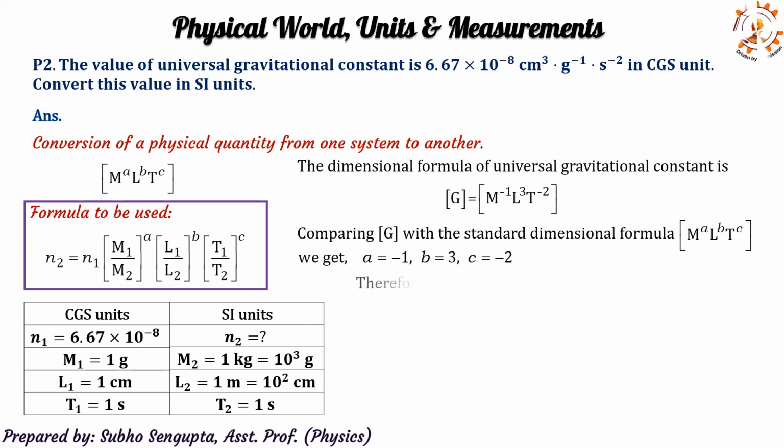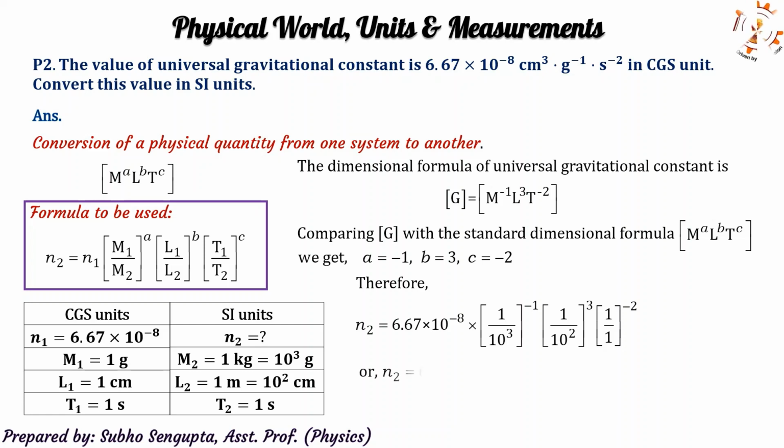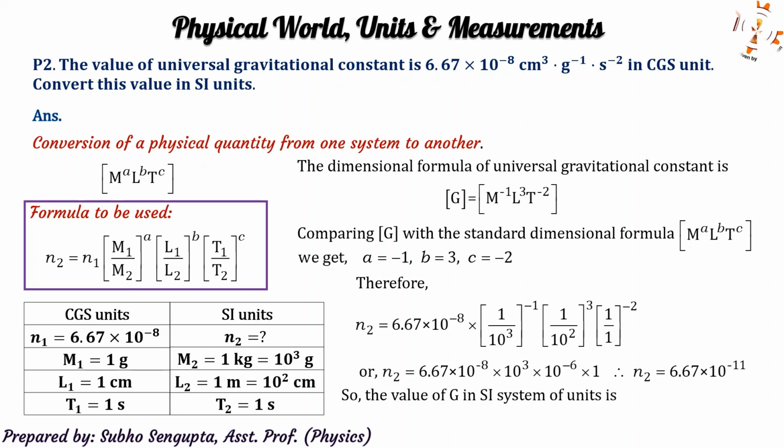Substituting all these values in our reference formula, we get the following expression. Now, simplifying the above expression, we find that n2 is equal to 6.67 × 10^-8 multiplied by 10^3 multiplied by 10^-6 multiplied by 1. So, finally, we find the value of n2 as 6.67 × 10^-11. Hence, the universal gravitational constant in SI system is 6.67 × 10^-11 m^3 kg^-1 s^-2.